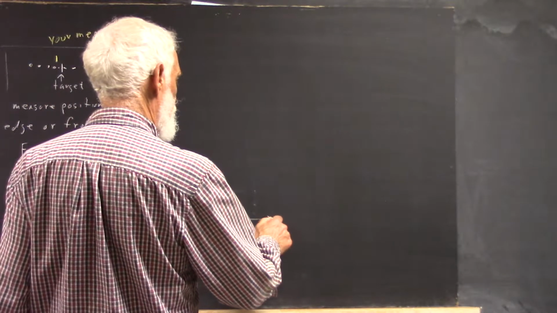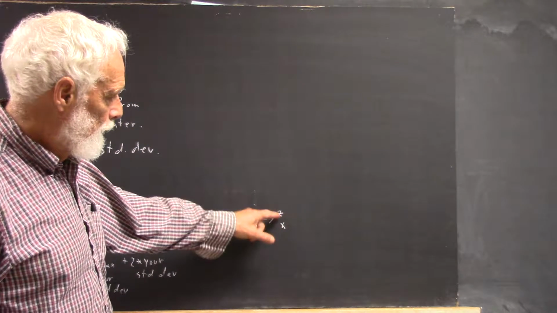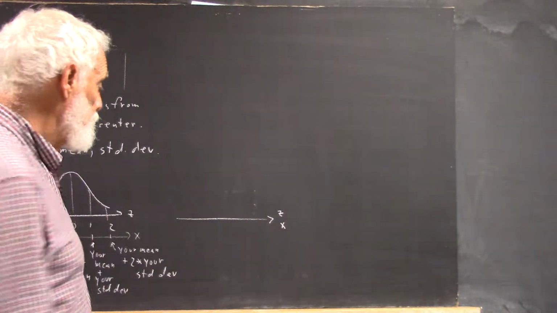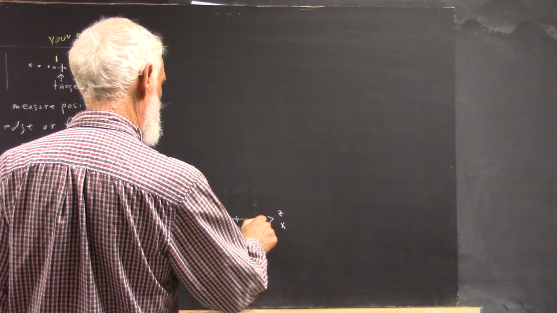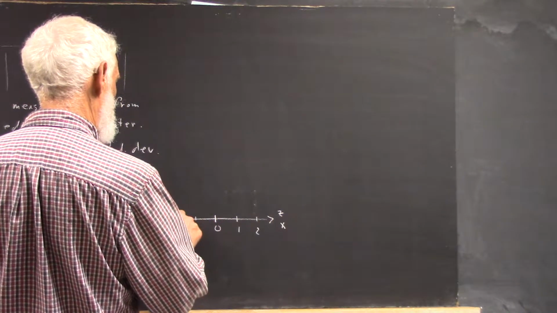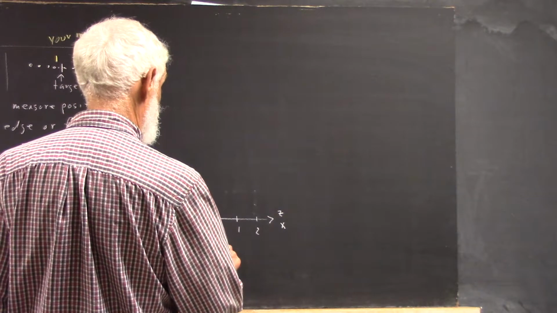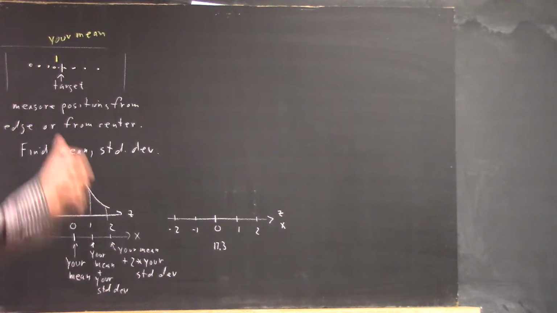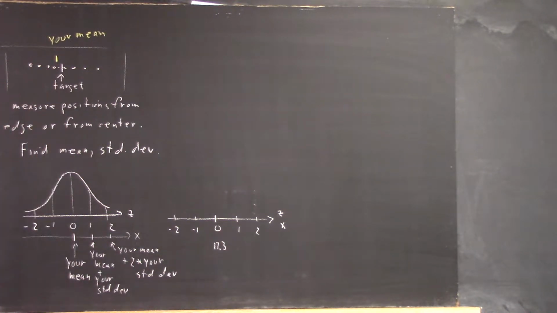Okay, so now I've got my axis, and I'm going to actually label this a double labeling. I'm going to have Z and X on the axis, right? So Z, of course, is going to be 0, 1, 2, -1, -2, right? And the X might be 17.3, like if you measured from the left side, and your mean is 17.3 centimeters from the left side, right?